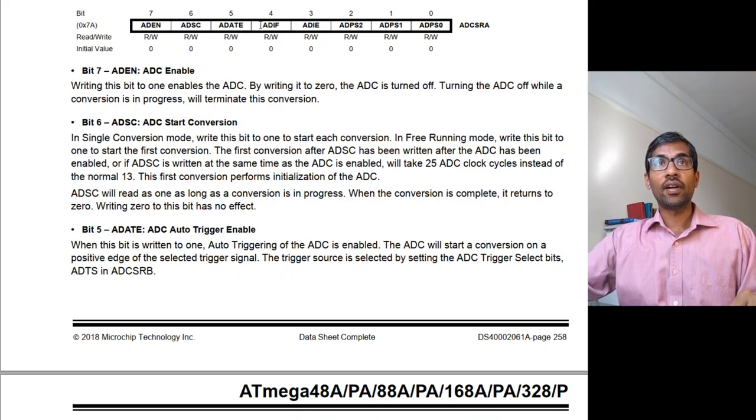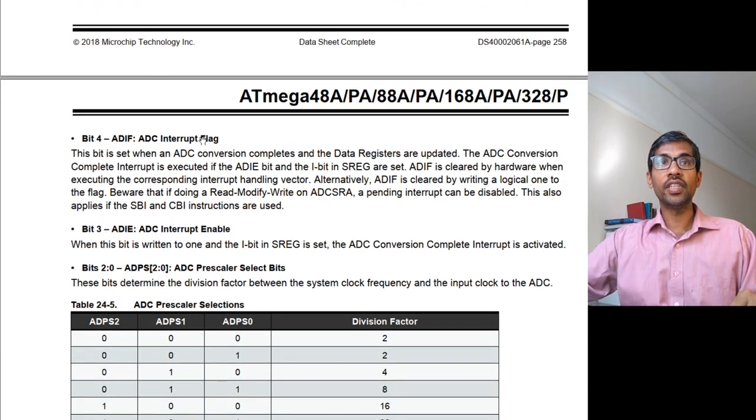We will leave ADIF and ADIE. These are related to the interrupts, ADC interrupts. We have not discussed interrupts yet. The next module after ADC that we discuss is interrupts, and we'll come back to this then. But just as a teaser here, we can enable ADC interrupts using this bit ADIE, and this is the ADC interrupt flag, and we'll talk about that.